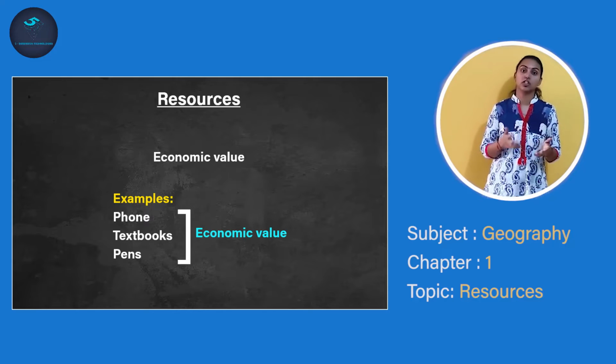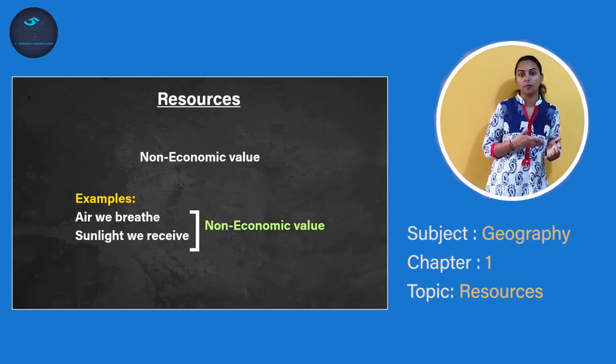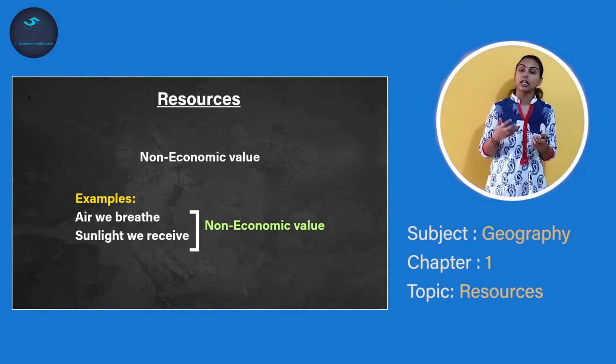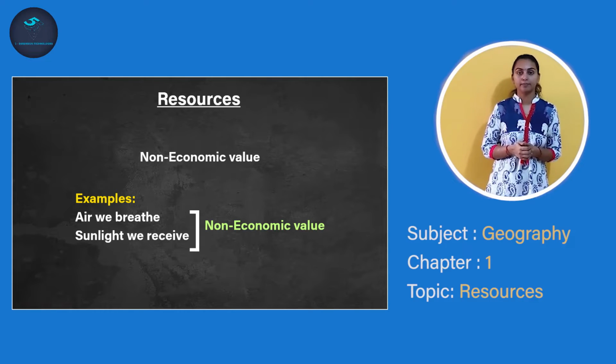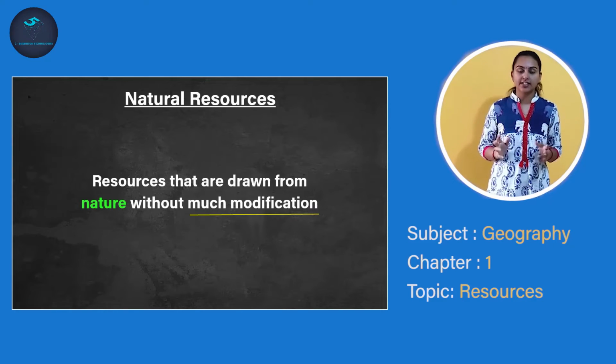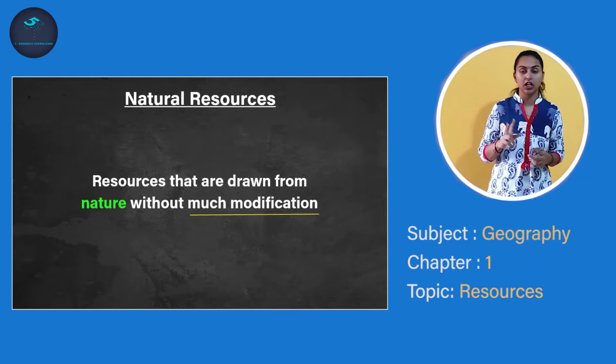There are things which do not have any economic value. For example, the air we breathe every day does not have an economic value. And the sunlight that we receive every day, though it is satisfying our needs, does not have an economic value to it. Okay? Now resources are majorly of two types.